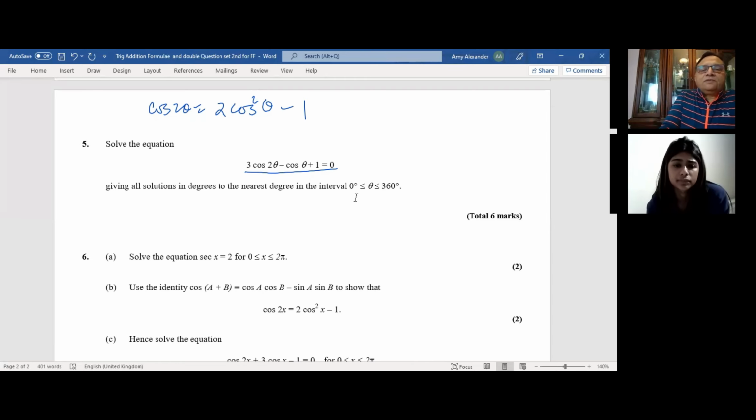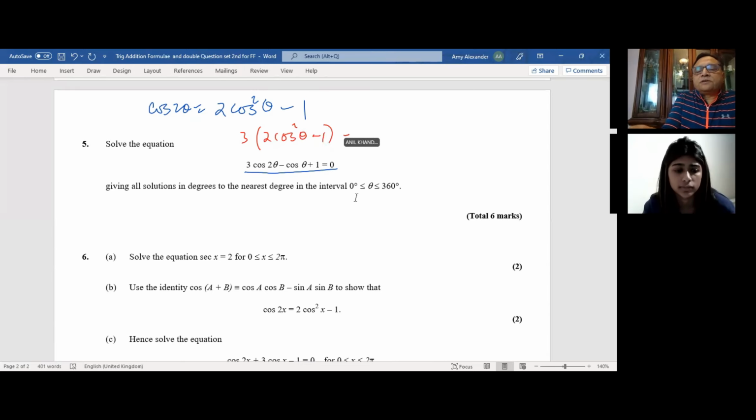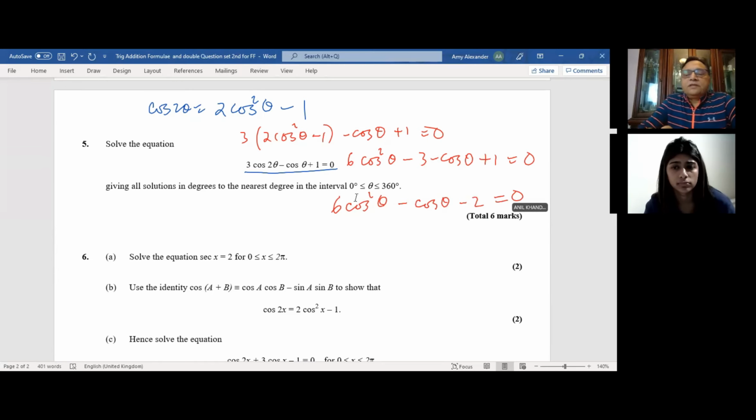Yeah. Therefore, I can now write this particular equation as 3 times, instead of cos 2 theta, 2 cos square theta minus 1, minus cos theta plus 1 equals 0. Now we can expand, right? So we get 6 cos square theta minus 3 minus cos theta plus 1 equals 0. We get 6 cos square theta minus cos theta minus 2 equals 0. Now it's a quadratic equation.